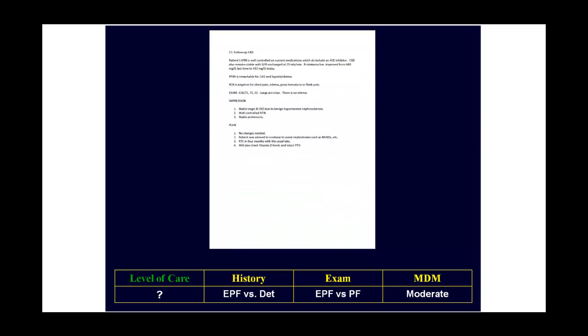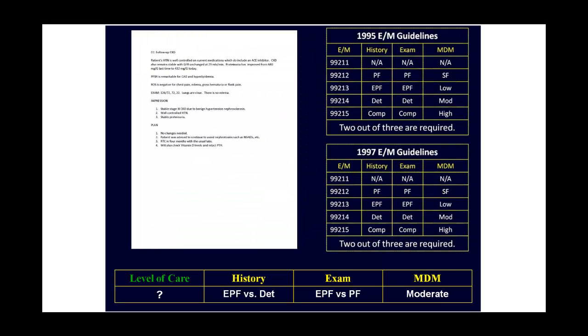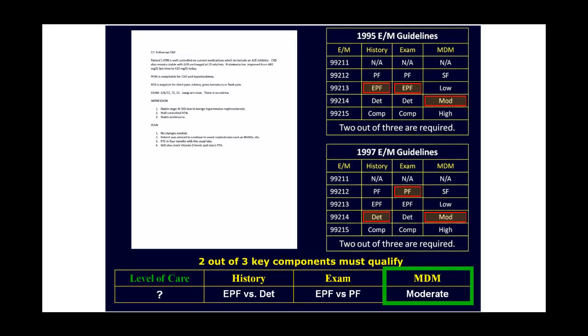Now that we know how all the key components add up using both the 95 and 97 guidelines, we can determine the level of care documented. Remember, for these encounters, only 2 out of 3 qualifying key components are needed for any given level of care. Starting with the history and looking at both the 95 and 97 rules, we have an EPF versus detailed history, an EPF versus problem-focused exam, and moderate complexity medical decision-making.